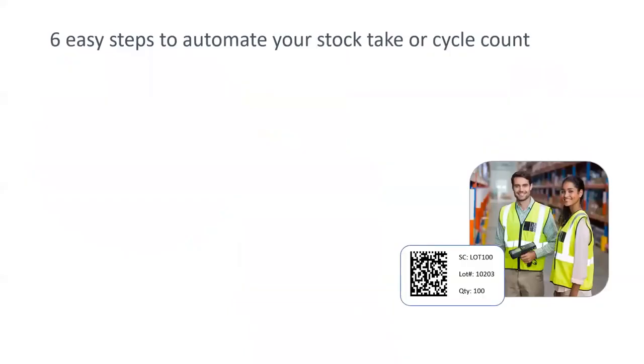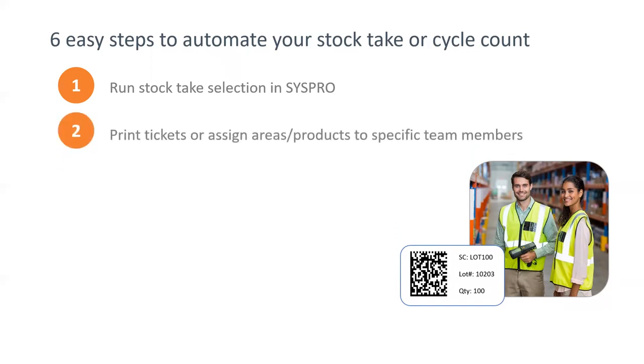So now that we've talked about the barcoding process and getting your warehouse ready to be labeled and what that looks like, let's talk about how that stock take or cycle count process is going to look with the solution. So you've now barcode labeled your inventory and you're ready to automate your next stock take or cycle count. And we've broken it into 6 high-level steps, which we'll go through each of in more detail as well. The first step in the process is going to run your stock take selection out of SysPro to find what you're counting. Once you've done that, you're going to print your tickets or assign your areas or products to specific team members on what they're going to be counting.